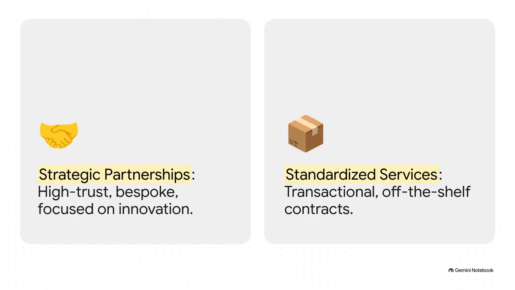Now, looking a bit closer at that partners and suppliers dimension, we really need to distinguish between 2 types of relationships. On one hand, you have strategic partnerships. These are bespoke, highly tailored, high-trust relationships focused on shared innovation and long-term goals. On the other hand, you've got standardized services. These are your basic, off-the-shelf, highly transactional contracts built for broad markets. Misunderstanding which type of relationship you're actually managing is a super common pitfall, so definitely keep an eye out for that.